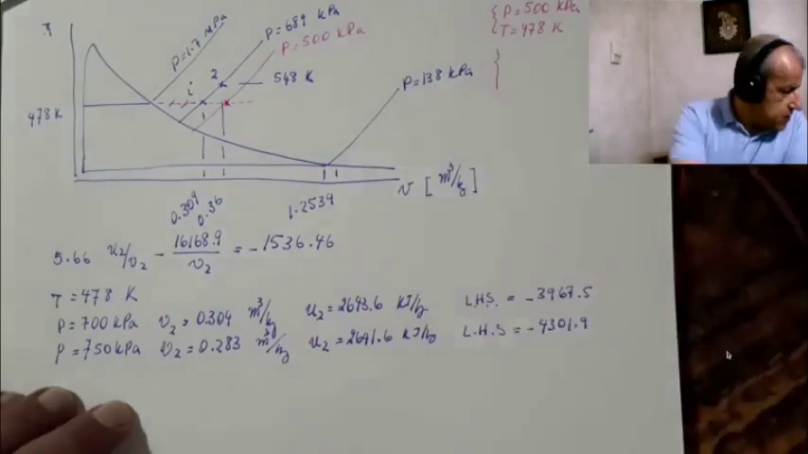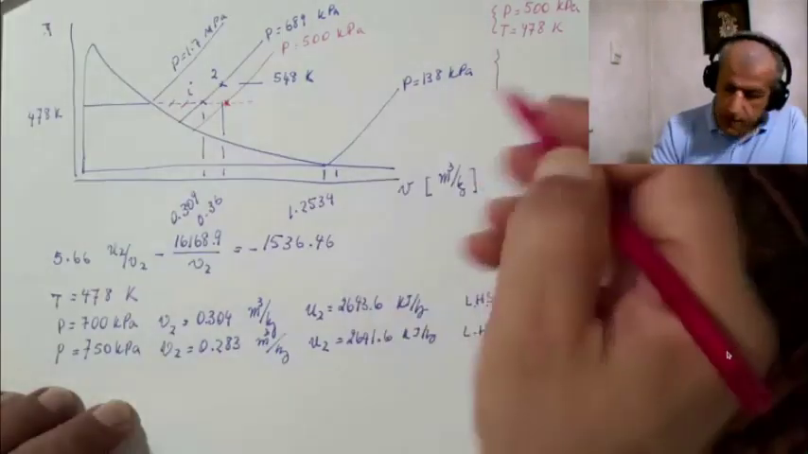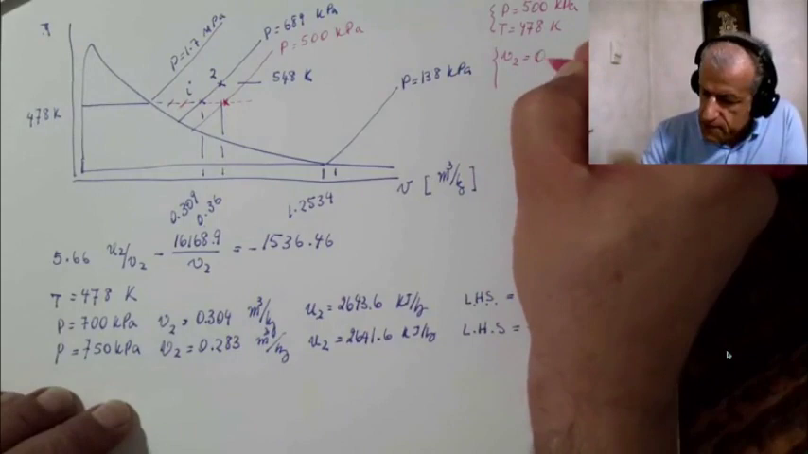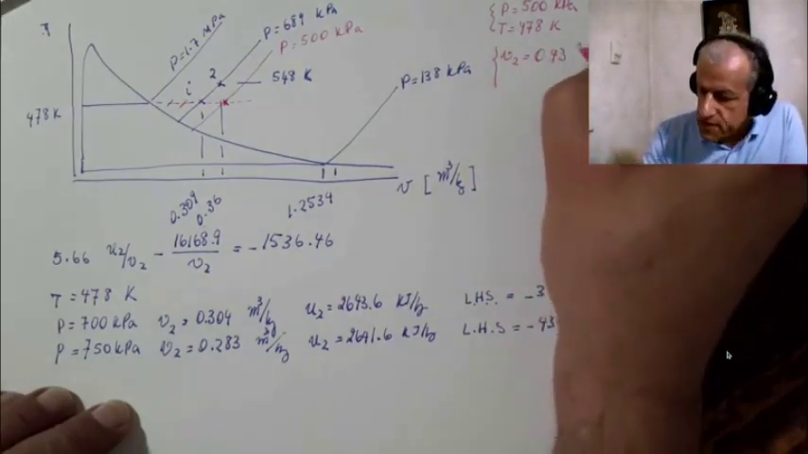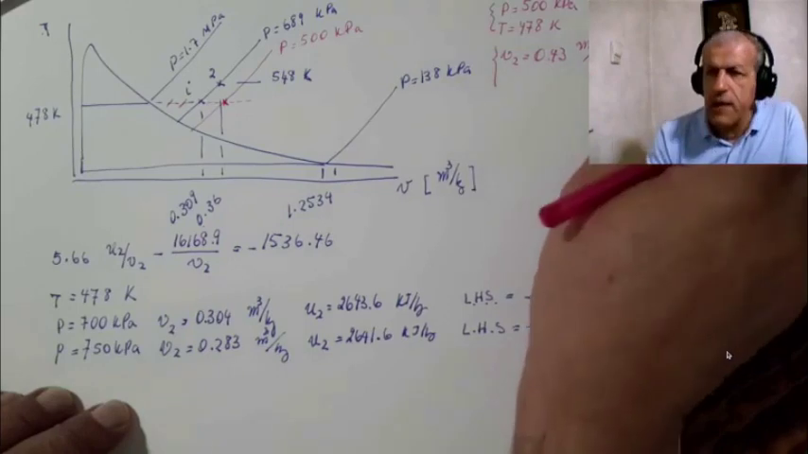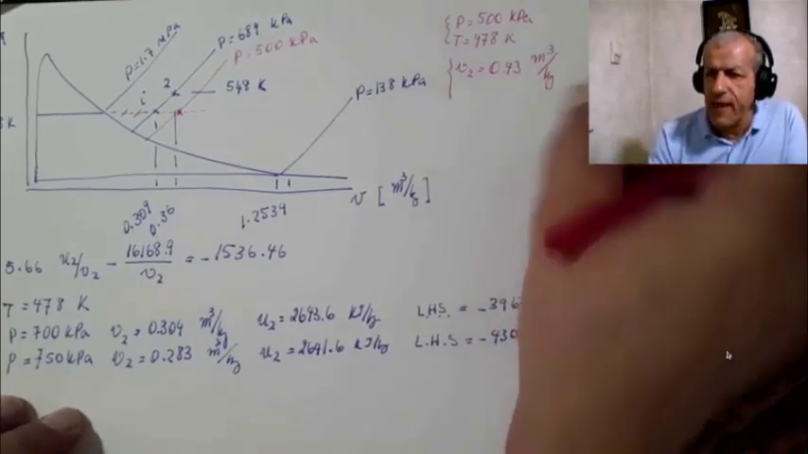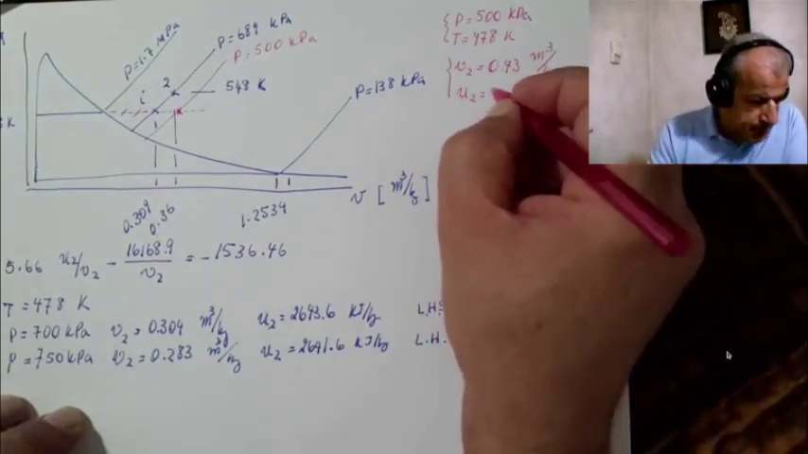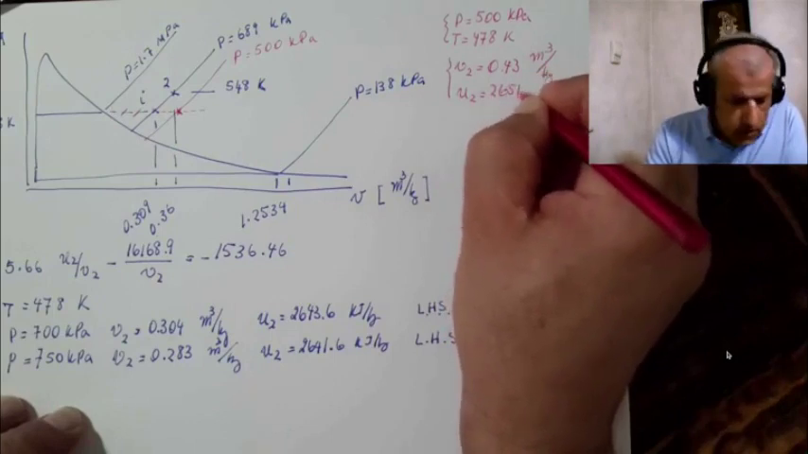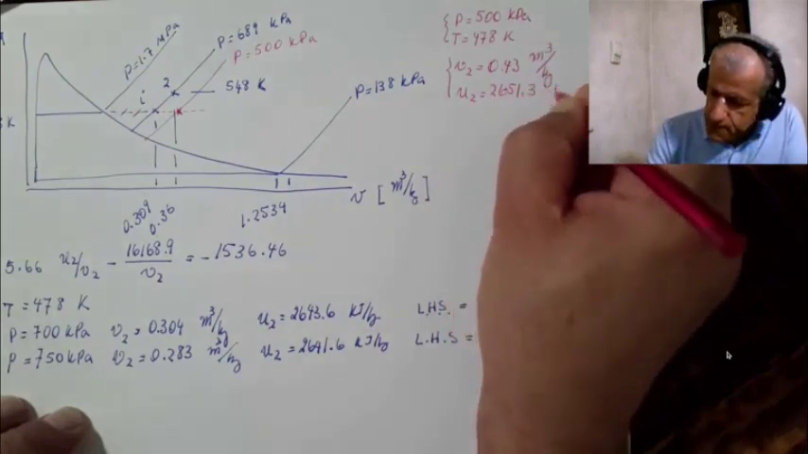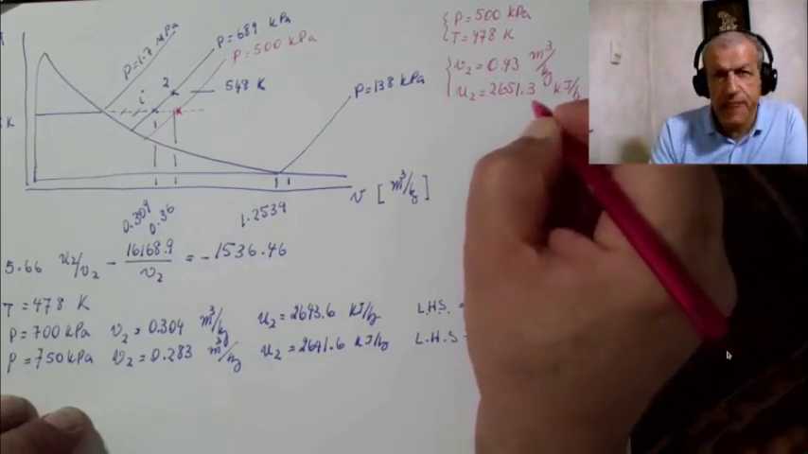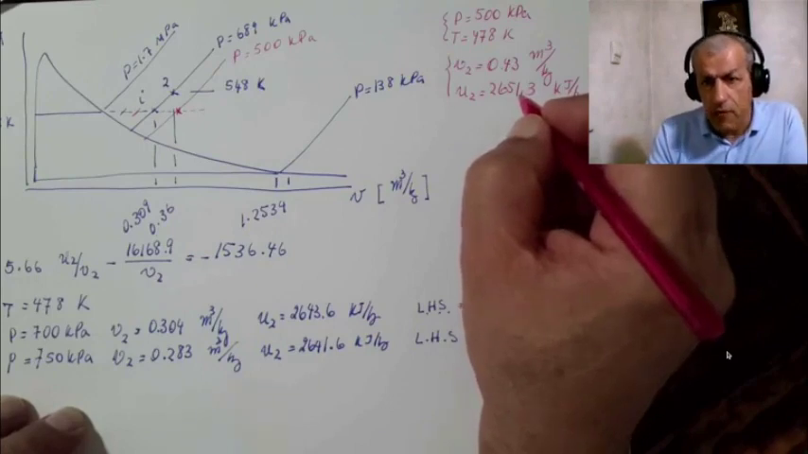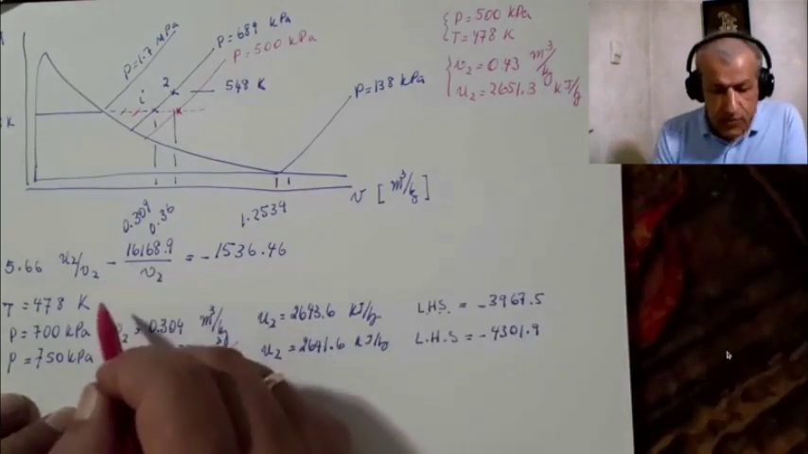The values would be V2 equals 0.43 cubic meters per kilogram, and U2 equals 2651.3 kilojoules per kilogram. Okay? Now, put it in this equation and see what ends up.